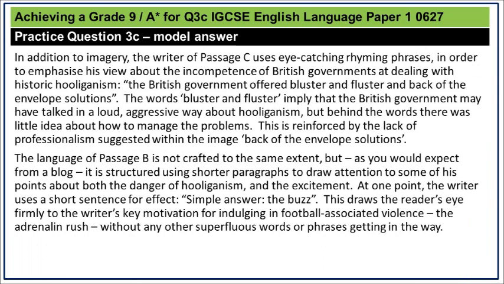In addition to imagery, the writer of Passage C uses eye-catching rhyming phrases in order to emphasise his view about the incompetence of British governments at dealing with historic hooliganism. The British government offered bluster and fluster and back-of-the-envelope solutions. The words bluster and fluster imply that the British government may have talked in a loud, aggressive way about hooliganism, but behind the words there was little idea about how to manage the problems. This is reinforced by the lack of professionalism suggested within the image back-of-the-envelope solutions.